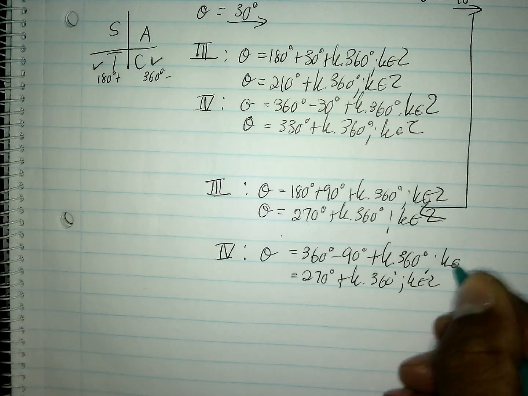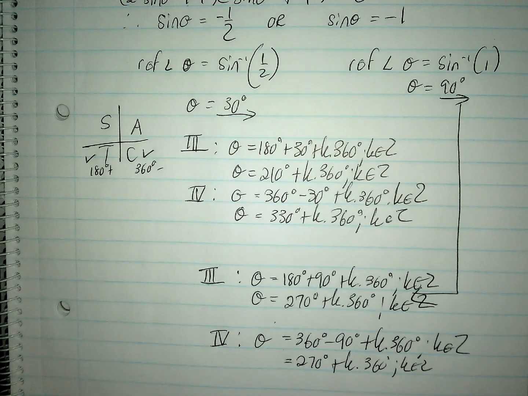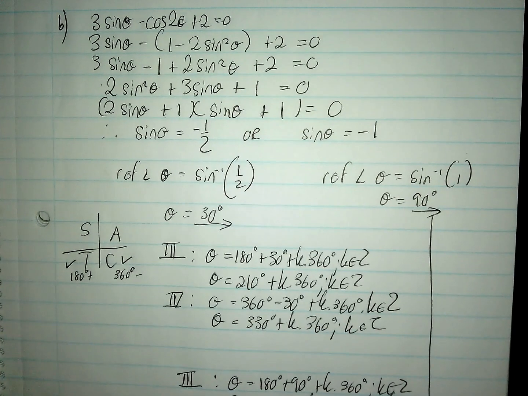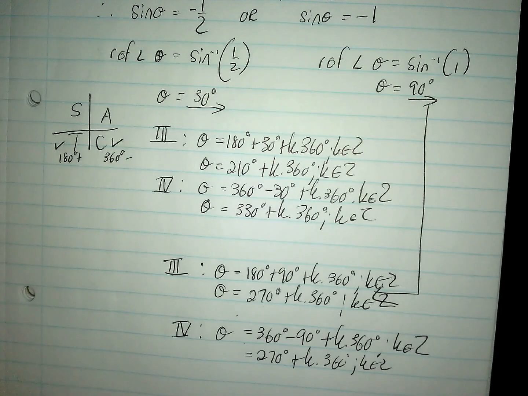Yeah, then there you go. So that's the general solution for the equation 3 sine theta minus cos 2 theta plus 2 equals 0. So this is the whole workout for it.